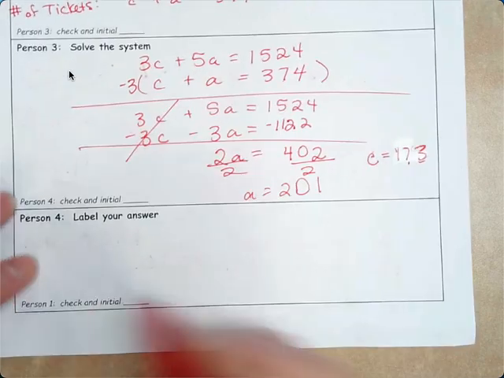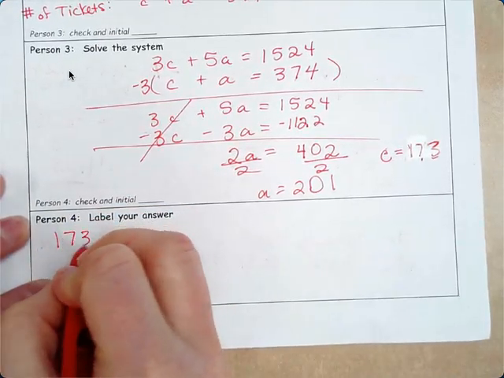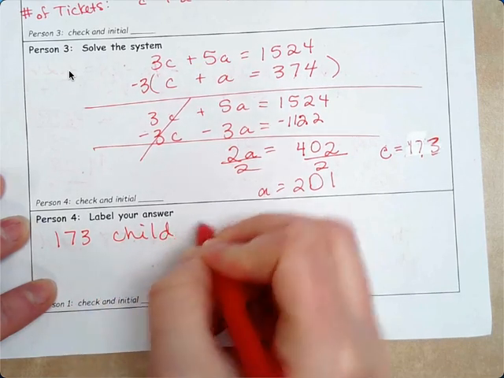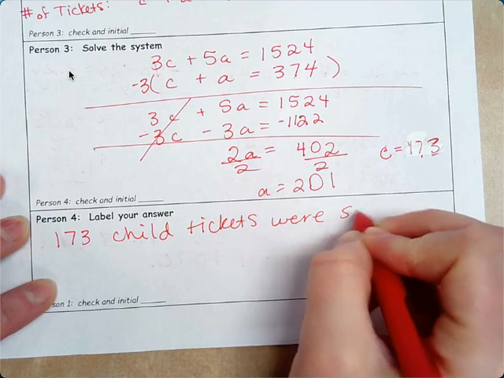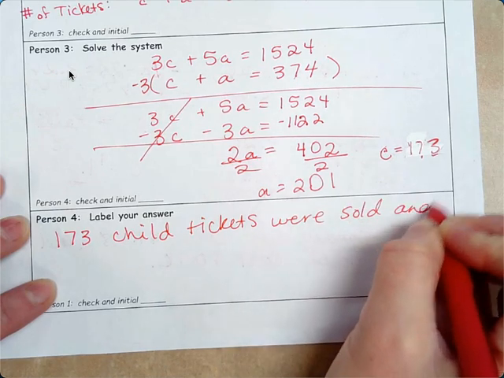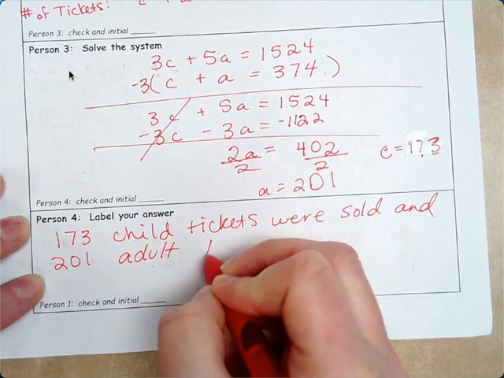All right. So label your answer. So 173 child tickets were sold. And 201 adult tickets were sold.